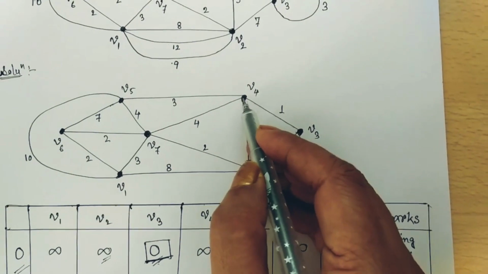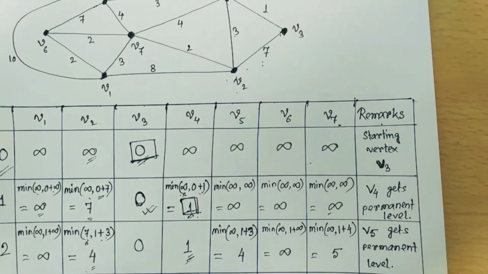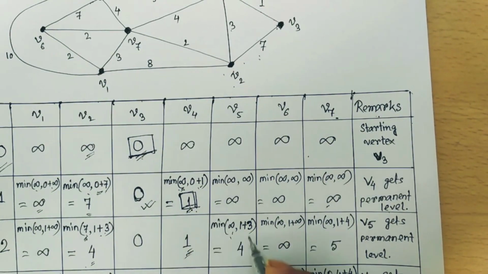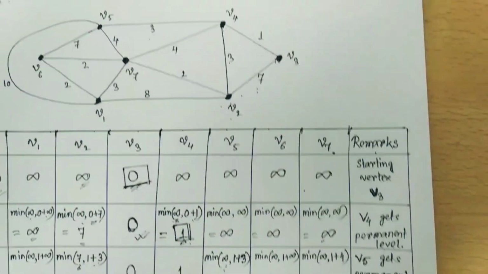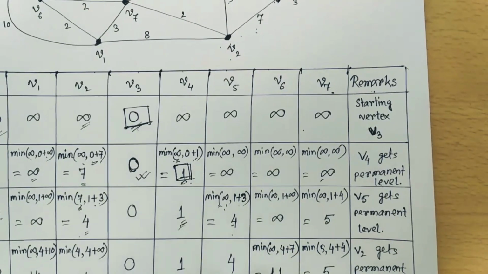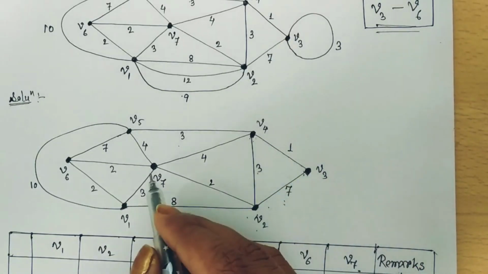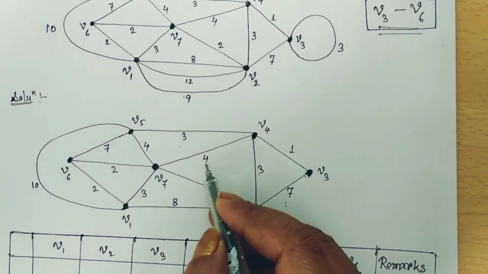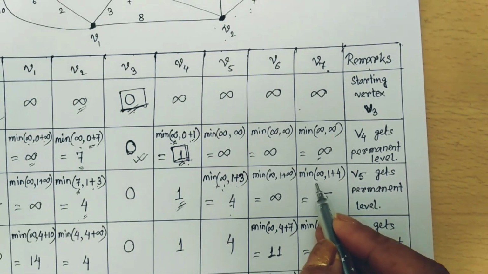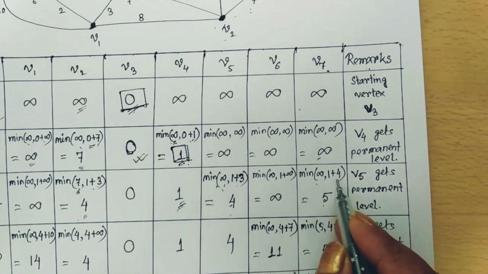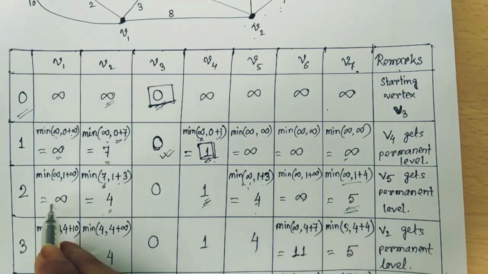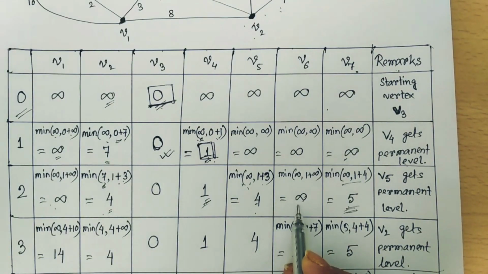Again, V4 is connected with V5. Here, the previous value is infinity. Now it is 1 plus 3, so it is 4. The minimum of these two is definitely 4. Similarly, V4 is connected with V7 also. Previously it is infinity, now it is 1 plus 4, total 5. The minimum of these two is 5. And the remaining are infinity because there is no direct connectivity with V4.